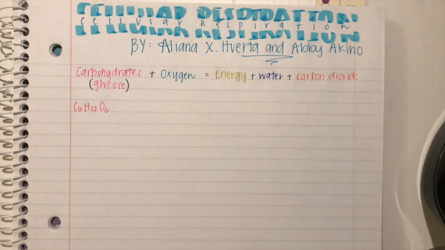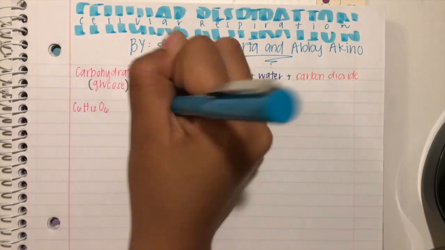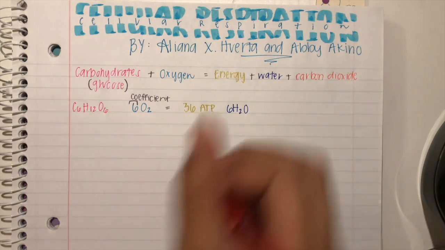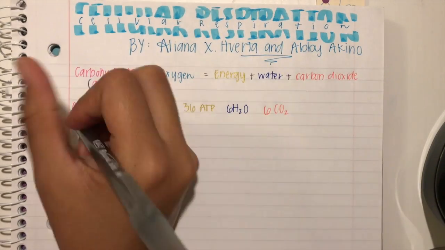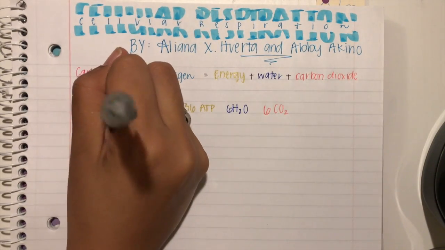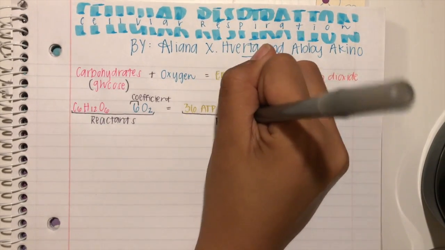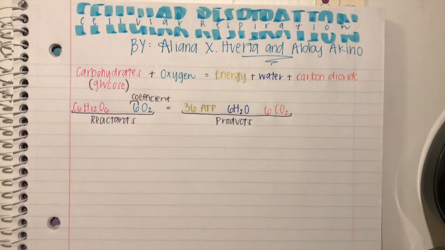The cellular respiration equation says that it takes 1 glucose molecule and 6 oxygen molecules to produce ATP, 6 water molecules, and 6 carbon dioxide molecules. In cellular respiration, glucose and oxygen are called the reactants because these are the molecules that are reacting in the equation. ATP, water, and carbon dioxide are called products because those molecules were produced from the reaction.